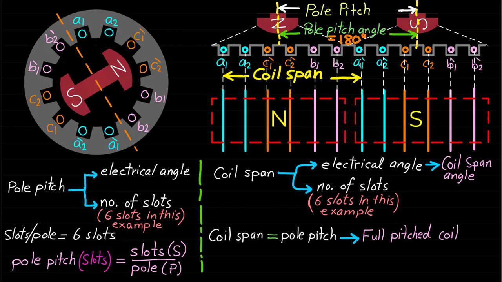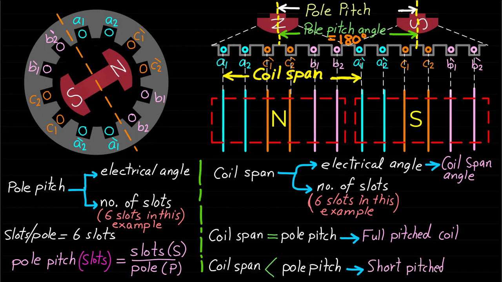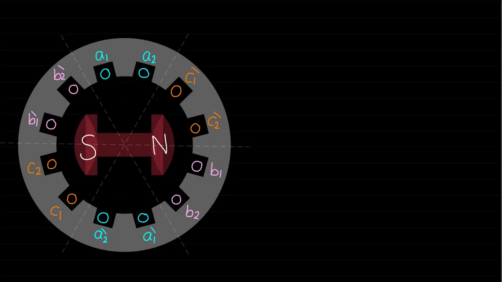Also, we can say that the full pitched coil is the coil where the number of slots between the two sides of the coil is equal to the slots per pole. Note that if the coil span is less than the pole pitch, we call the coil a short-pitched coil. It should be noted here that the short-pitched coil is usually used in practical machines, and we will discuss it in the upcoming lecture. Now assume we have this 3-phase 2-pole synchronous machine with a 12-slot stator.